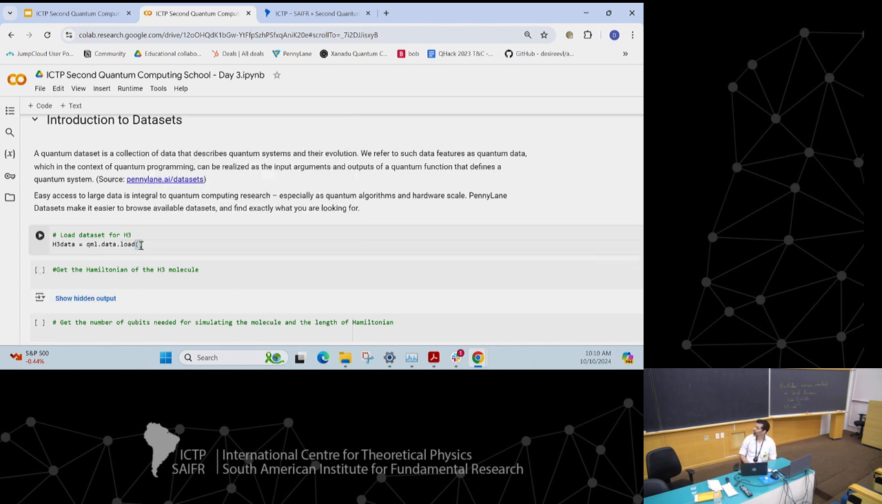So if you want to load a given data set, PennyLane has a built-in module called data, and then we're going to load one of the quantum chemistry data sets. In this case, we're going to get the data set for the H3 ion. And this normally gives you an array. We only need the first element of that.